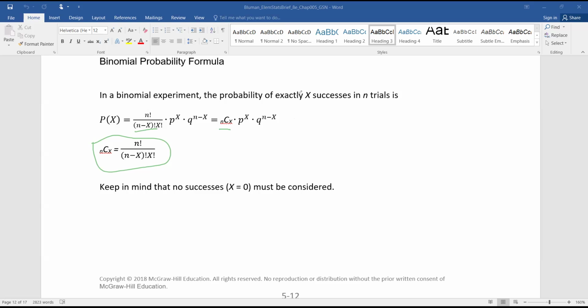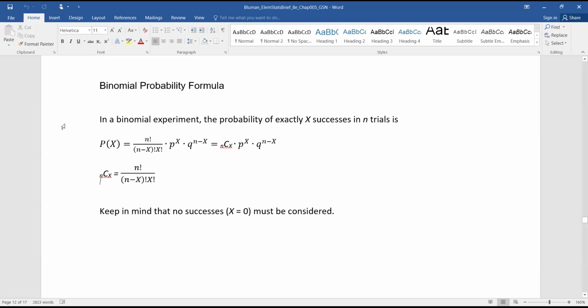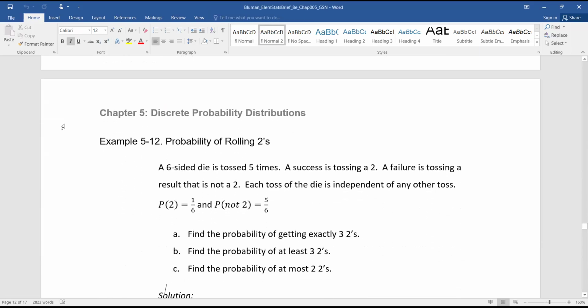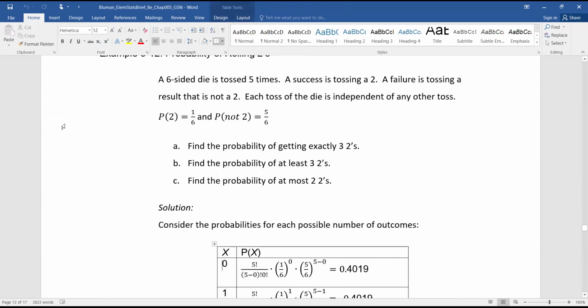And then, of course, as always, a lot of this stuff can be calculated using technology. Once we know which number needs to go into each variable, we can just plug it into our calculator to get the outcome. I definitely don't expect you to do this by hand in any way. That'd be pretty difficult. So let's look at example 12 here.